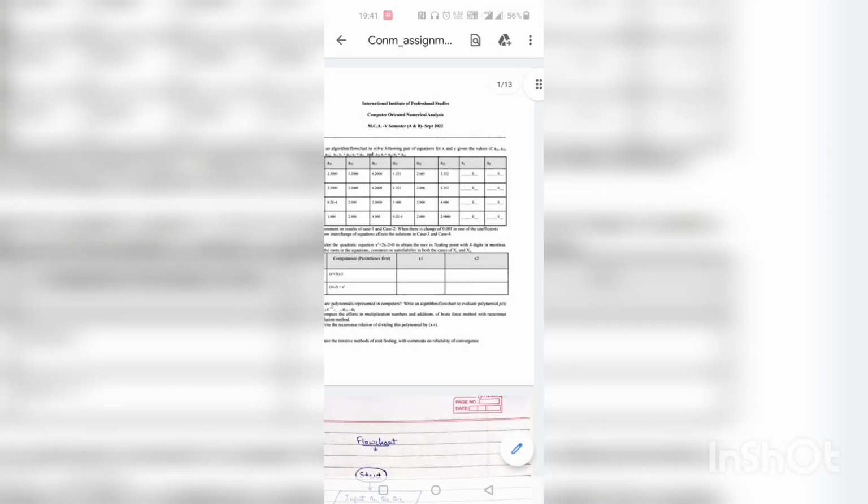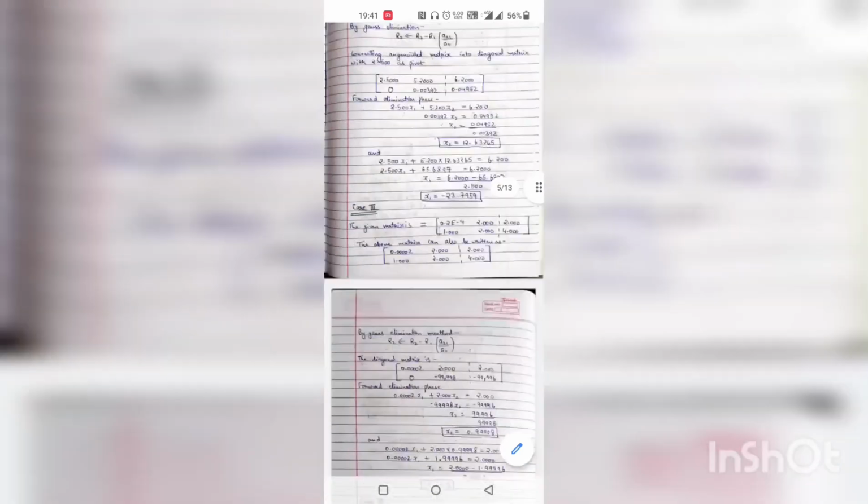Now let us go back to the third question. The third question says: how are polynomials represented in computer? Also write an algorithm or flowchart to evaluate a polynomial. In computer, polynomials are represented in many ways. First is array, and another is linked list. For example, if a polynomial is x to the power 6 minus x, and we have to store this polynomial in computer, then in array it will be stored as shown in the figure.